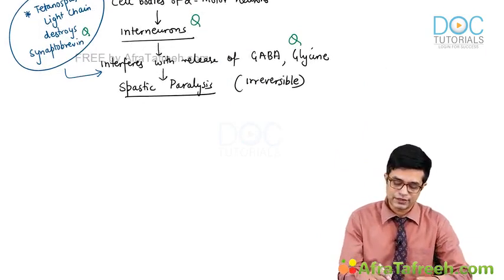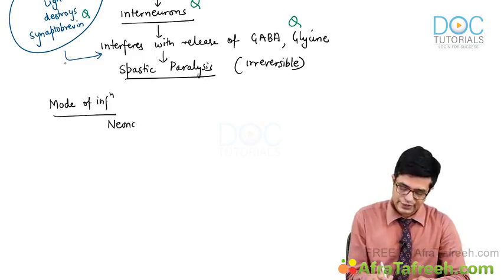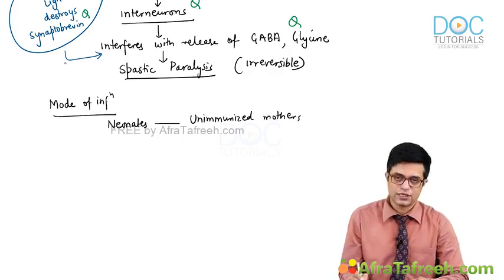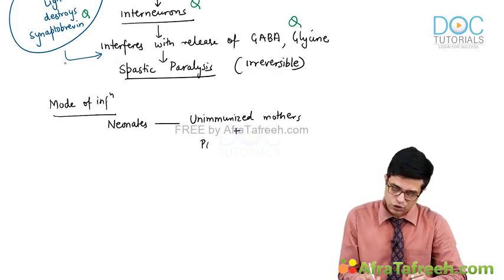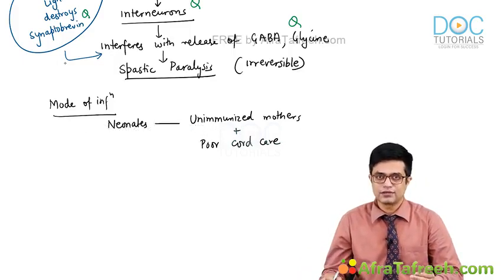Now, after talking about the mechanism, let us move towards the mode of infection. Mode of infection can occur in two scenarios. In case of newborns, they can get affected if they are born to unimmunized mothers. If the mother is unimmunized, she has not passed her antibodies to the child, plus if the neonate gets exposed to poor cord care. Often you will find in rural areas proper cord care is not there, or they apply cow dung or sometimes even mud on the umbilical cord stump. It is a cultural practice in some parts of the country, and that can introduce tetanus spores producing neonatal tetanus.